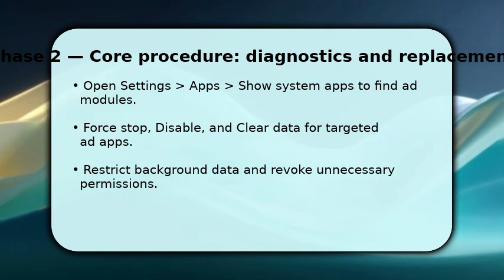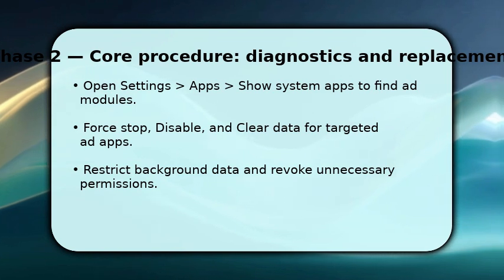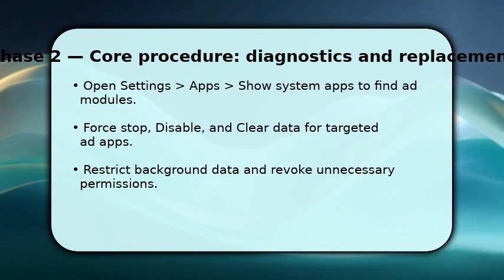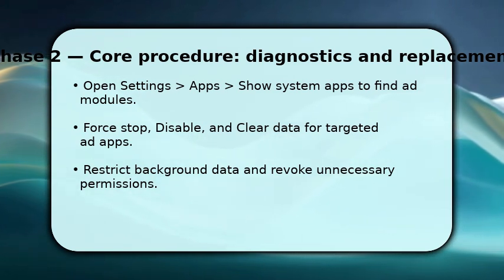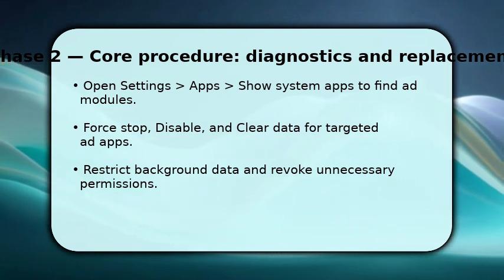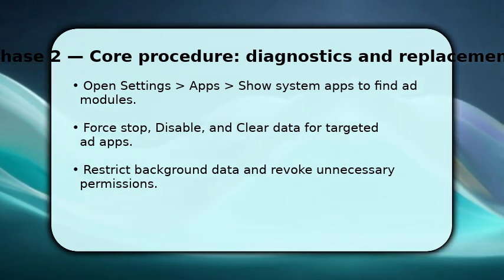Once located, force stop and then disable them, clearing cache and data. This removes stored ad manifests. Next, revoke permissions such as notifications and draw over other apps, and restrict background data to prevent relaunch. If disable is unavailable, use developer options to uninstall updates or use ADB commands.